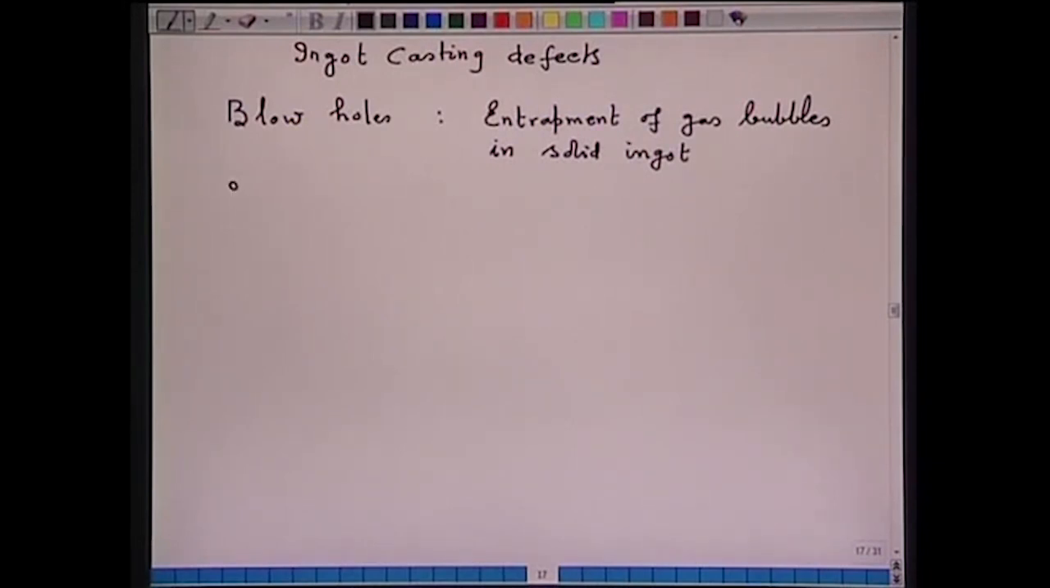Why do they form? Or rather, how do they form? In semi-killed and rimming steel, the deoxidation is not complete. In fact, in rimming steel, no deoxidation is done. In semi-killed steel, the steel is partially deoxidized.